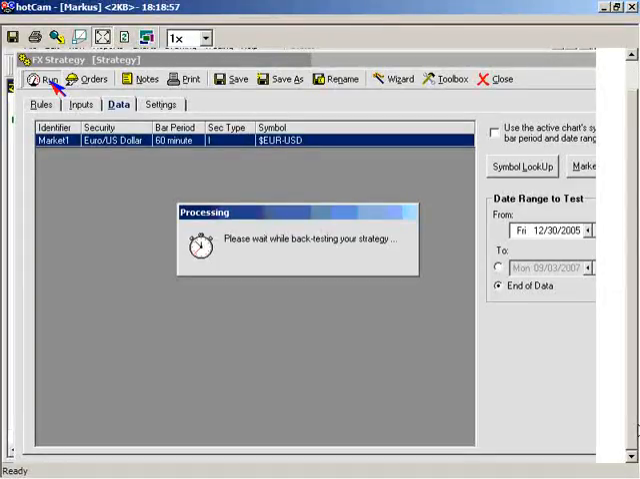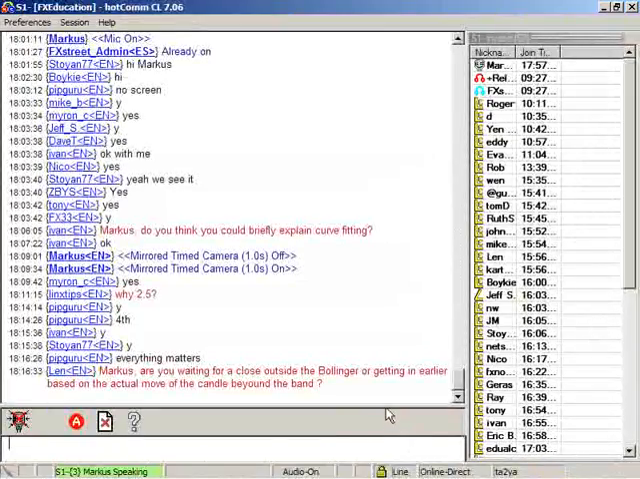What do we have here? So Len is asking, are you waiting for a close outside the Bollinger or getting in early based on the actual move of the candle beyond the band?